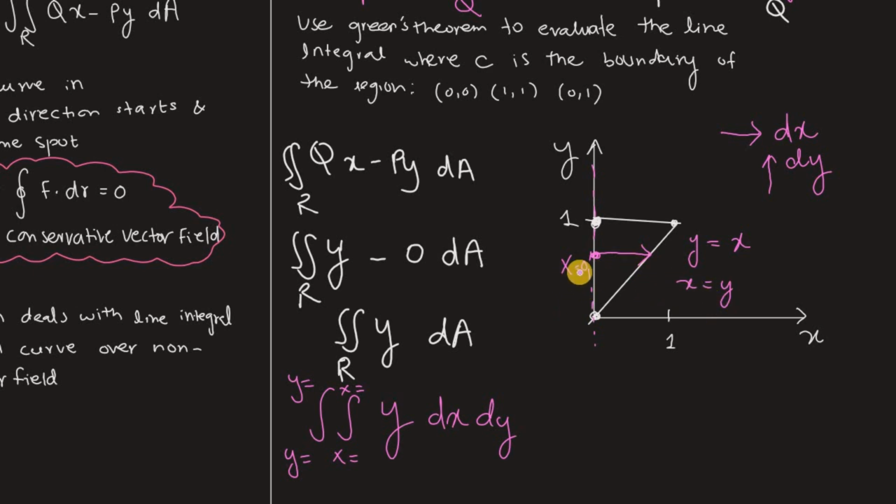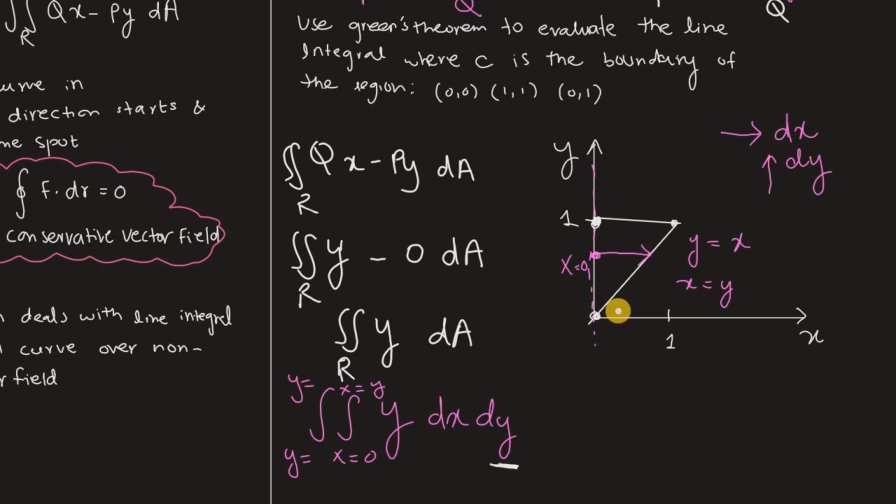So we got our lower bound as x equals 0 and our upper bound as x equals y. The left side of the arrow is always the lower bound, and the right side of the arrow is always the upper bound. Now let's find for y. For the last variable that you see over here, it's never going to be an equation. It's always going to be a constant.